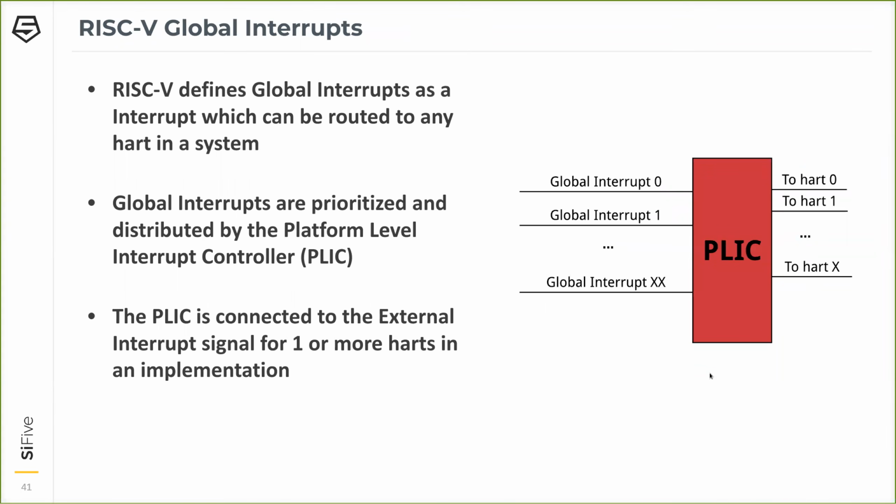Now I mentioned local interrupts and how they're somewhat limited in the number of interrupts that you can have, but the good news is that RISC-V also has support for global interrupts. Global interrupts are defined as an interrupt which can be routed to any hart in a system. So in the case of a multi-threaded or multi-core design, you could have what's called a platform level interrupt controller, or PLIC, which can be used to distribute interrupts to all the cores in the system. The PLIC would be specifically connected to the external interrupt signal for one or more harts in an implementation.